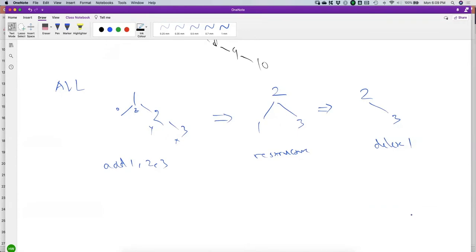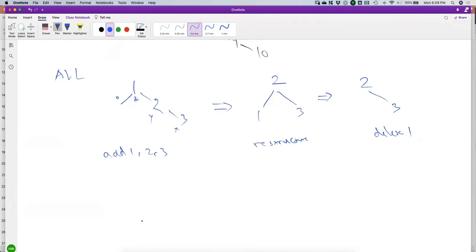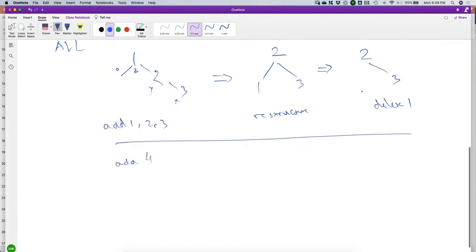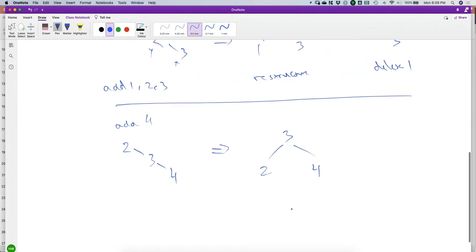And then we're going to add 4. Okay, so when we add 4 to this, we add 4 into the 3. So initially it's 2 and 3. So now we have 2, and then 3, and then 4. Another imbalance, right? So then we're going to fix it again. So then this would be this, right? We just need to rotate this. So now we come back to balance, right? So in this case, we have restructuring.